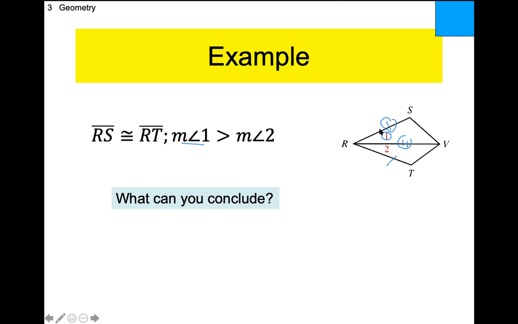Chris, if 1 is bigger than 2, then which side is bigger, SV or VT? SV. That's as easy as it gets, right? Danny, did you follow that logic? Yeah, pretty easy.